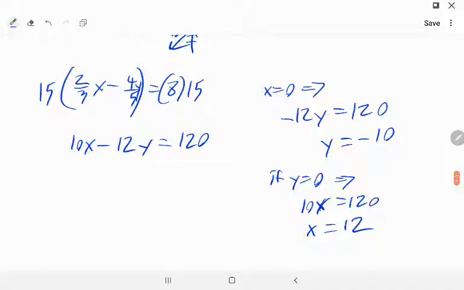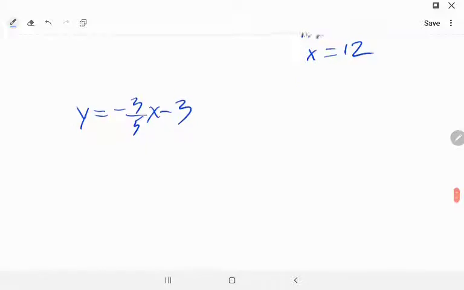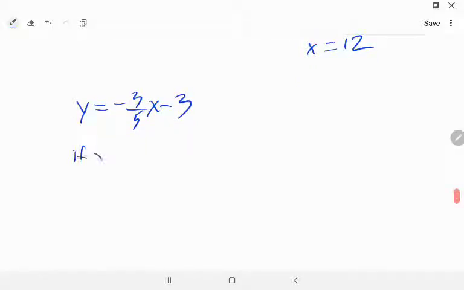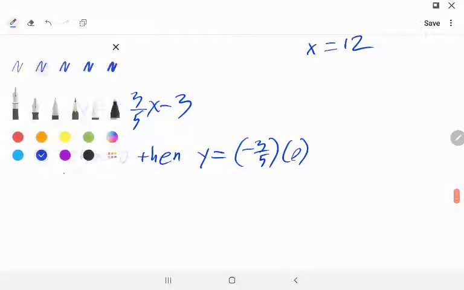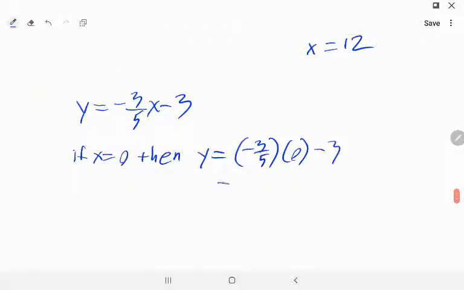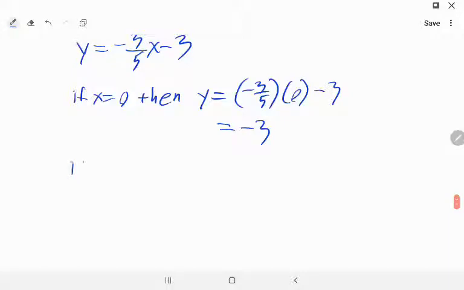So also, if we had something like y equals negative 3/5 x minus 3, and we really want to do that with intercepts, we can still do it. We notice that if x equals 0, then y equals negative 3/5 times 0 minus 3. And so we get the point 0, negative 3. So that's easy. But then if y equals 0, we have to work a little harder.